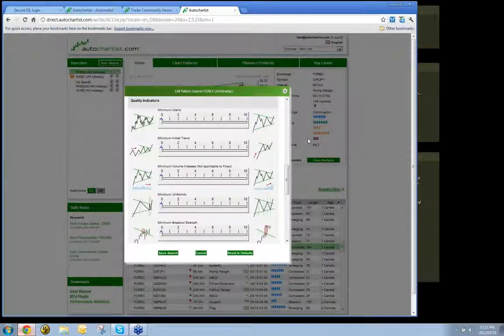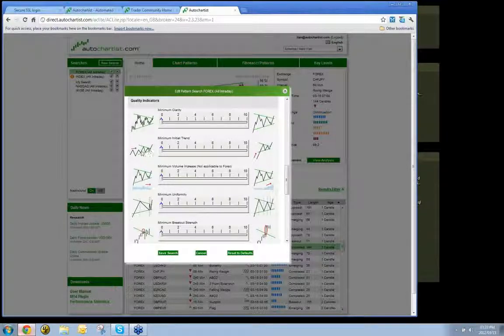Okay, so in the quality indicator section, we actually have a visual explanation of what the quality indicators mean. So let's go through them one by one. Clarity means how clear or how much noise there is between the support resistance levels. You can see the little icon on the left-hand side. There's a lot of noise, a lot of jagged movements between support resistance. And on the right-hand side, a very clear pattern would be very distinct movements between support and resistance.